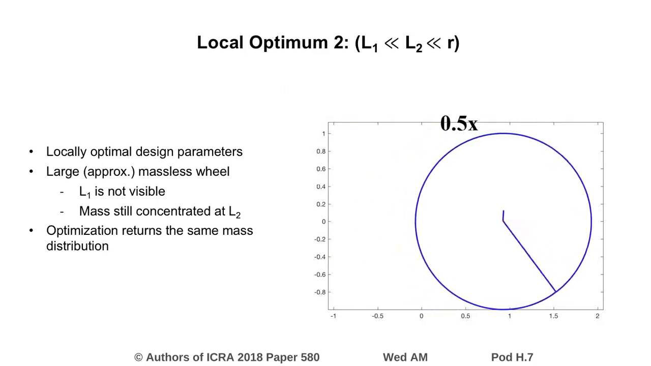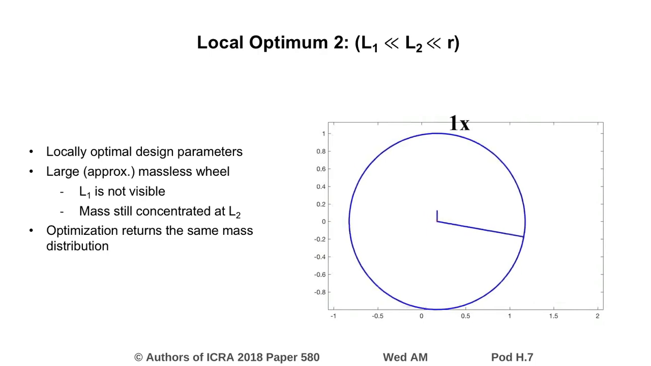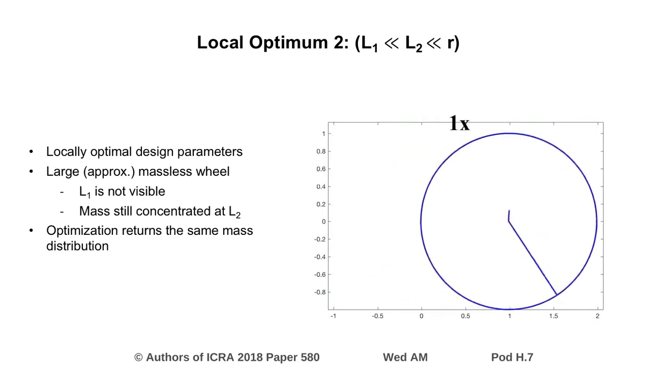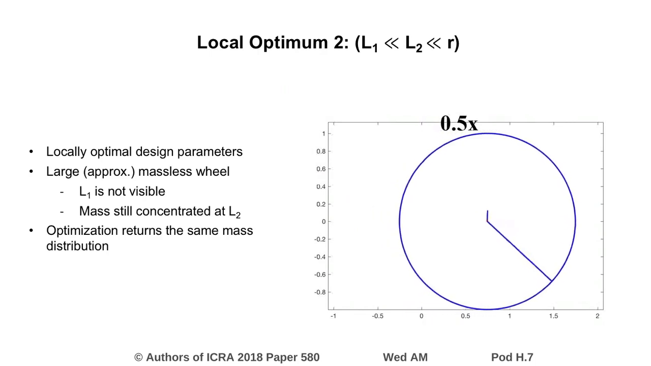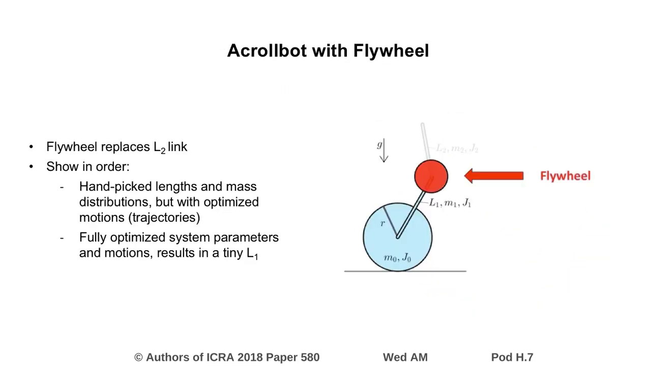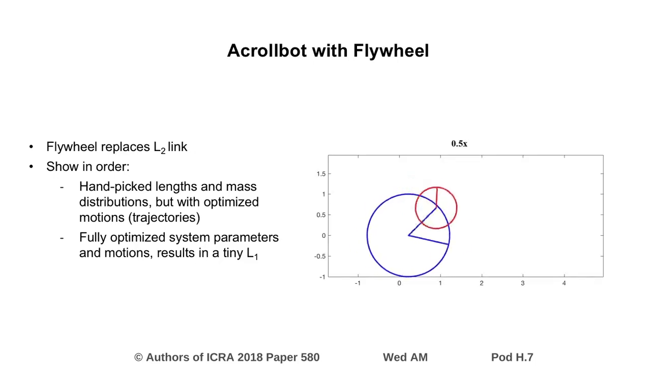L1 in this case is not visible, and the mass distribution is the same as in the first locally optimal case. Since the wheel radius is much larger than the links, there is no longer really a stability issue. Since our optimizations typically result in system parameters with all of the mass located at M2 and a minimal length L2, we consider that perhaps a flywheel at the end of link 1 may be more optimal than a second link. From a controllability perspective, this also helps with system stabilization.